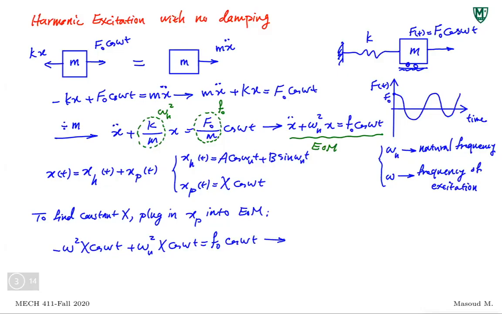Pretty straightforward. Cosine omega t, cosine omega t, cosine omega t. So x becomes f naught over omega n squared minus omega squared. Here is x. I found my constant x in the particular solution.